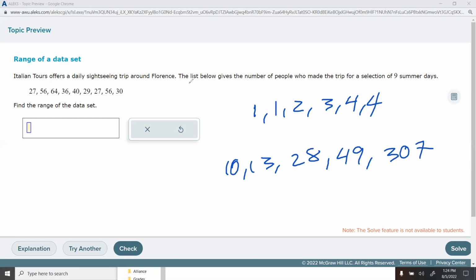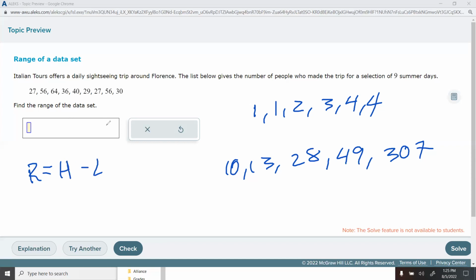So, Italian Tours offers a daily sightseeing trip around Florence. The list below gives the number of people who made the trip for a selection of 9 summer days. Find the range of the data set. Now, the range is an easy, off the shelf way of getting an idea of how spread out the data is. But as I'm sure you're already aware, if something is easy, it does not tend to be valuable. So to get the range, you do the high value minus the low value.